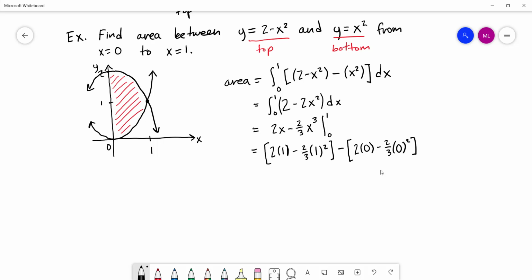2 times 1 is just 2. Negative 2 thirds times the 1 squared is just going to be negative 2 thirds. So I've just got 2 minus 2 thirds. If you do this with fractions, you can think of this as 6 thirds minus 2 thirds. The net result is 4 thirds. And there's our answer. So the area of this region is 4 thirds, a little bit more than 1. And just looking at our sketch, that seems totally feasible.